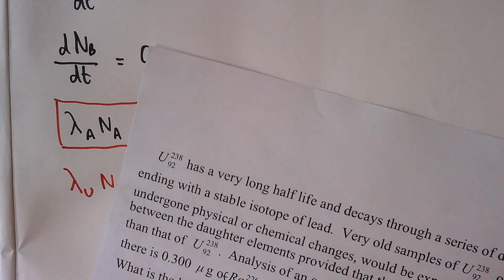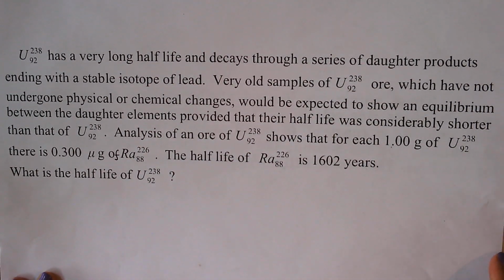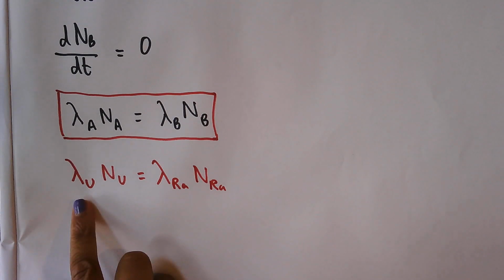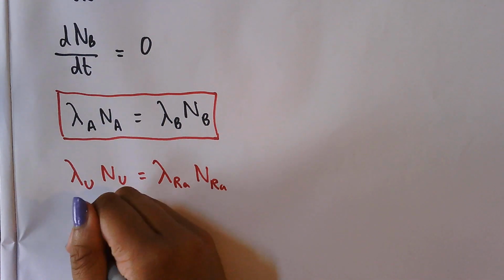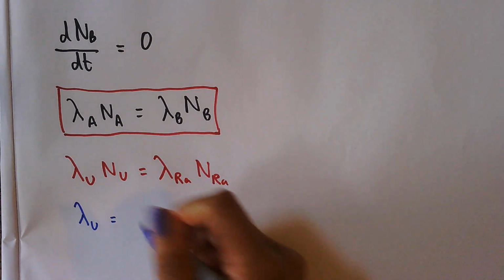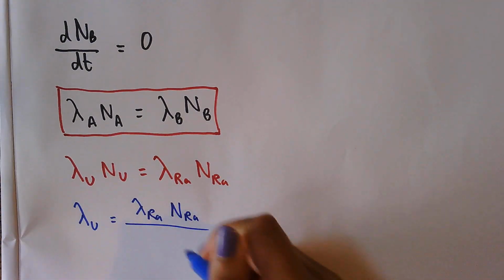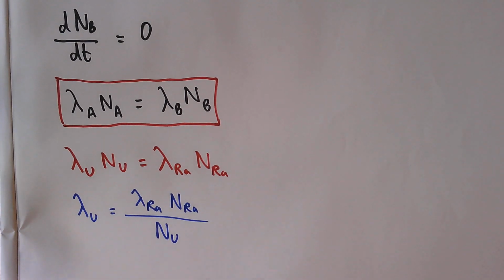Now the question is asking us to calculate the half-life of the uranium. So what we need to do is work out the value of lambda U. And we can see that lambda U is equal to lambda Ra times N Ra over N U. The reason we need to work out the value of lambda U is because there is a relationship between the value of lambda and the half-life of a substance.